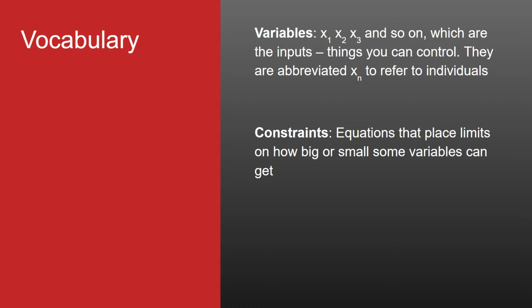Variables are labeled x1, x2, x3, and so on, which are the inputs, things that you can control. They're usually abbreviated x sub n to refer to individual variables. Constraints are equations that place limits on how big or small some variables can get.